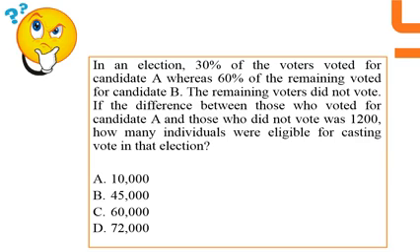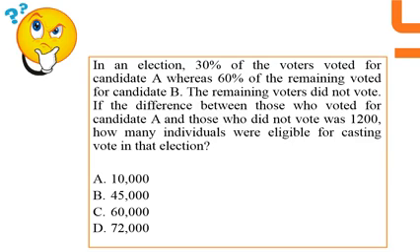So look at the question. There is an election and there are n number of voters. Let that value be x. So the total number of voters can be assigned the value x because that is the unknown here. And then 30% of the voters voted for candidate A, and then there is some remaining number, and 60% of that remaining number of voters voted for candidate B. And the remaining voters did not vote.